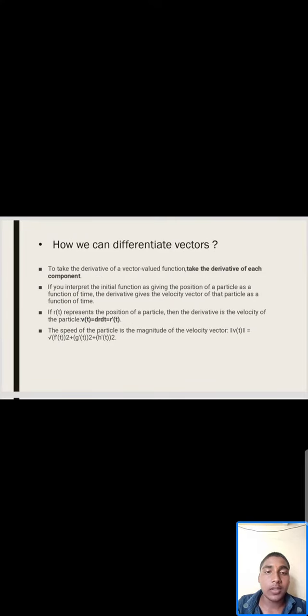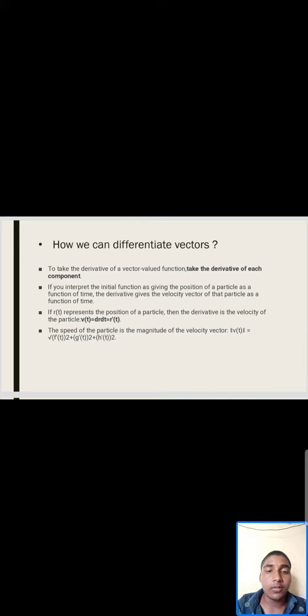How can we differentiate vectors? To take the derivative of a vector valued function, take the derivative of each component. If you interpret the initial function as giving the position of a particle as a function of time, the derivative gives the velocity vector of that particular particle as a function of time.